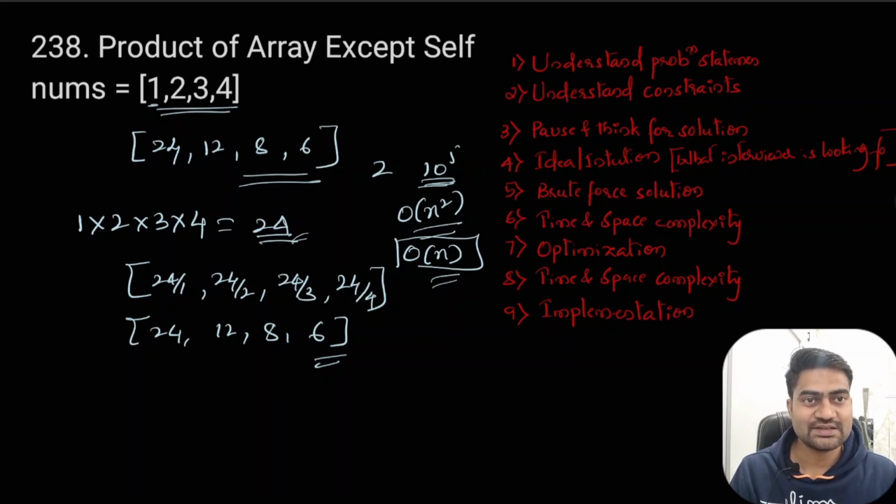But the constraint says we should not use the division operator. So if that is the case, then how to solve this one? Maybe you can pause for a second and think about any possible solution, then you can come back to the video. With that, we also understood the idea or the intuition behind this particular problem, right? So basically we need to solve this problem in O of n time complexity. They have clearly mentioned that in the problem statement as well.